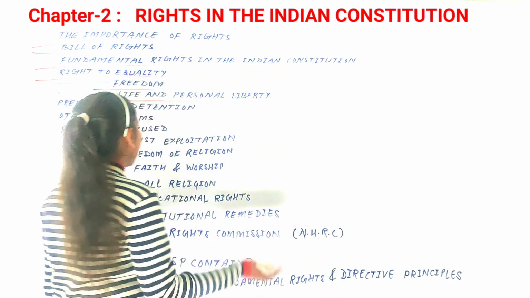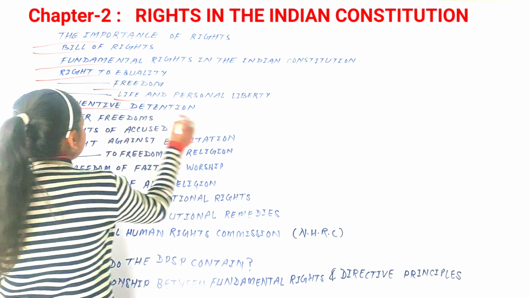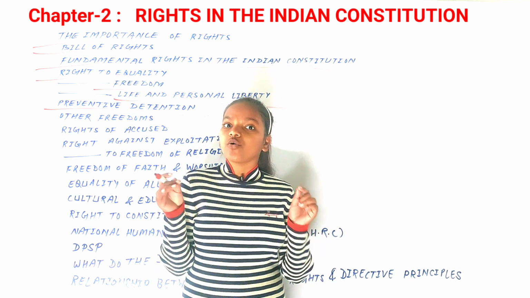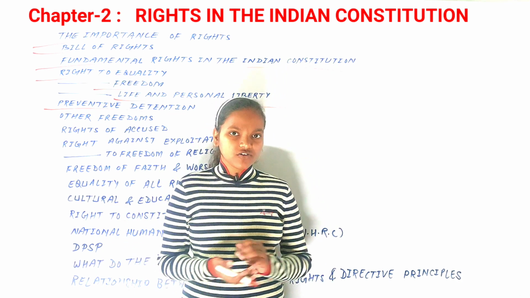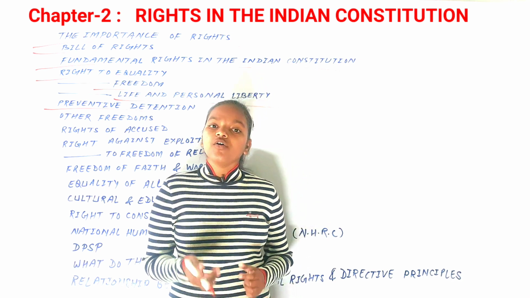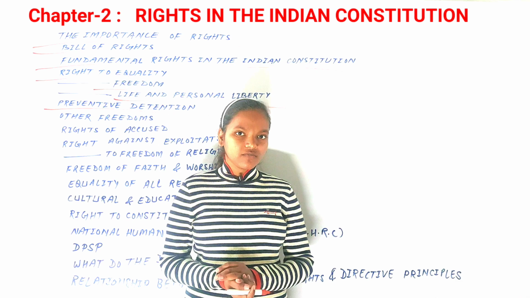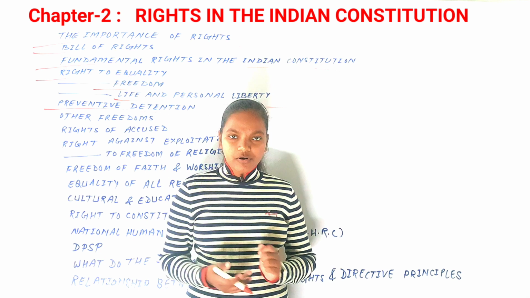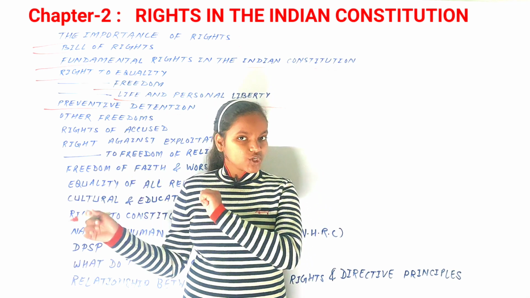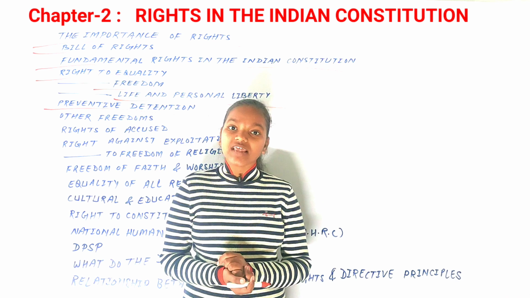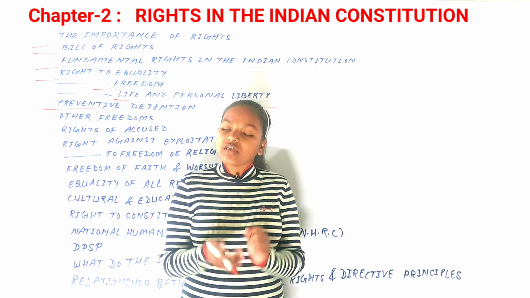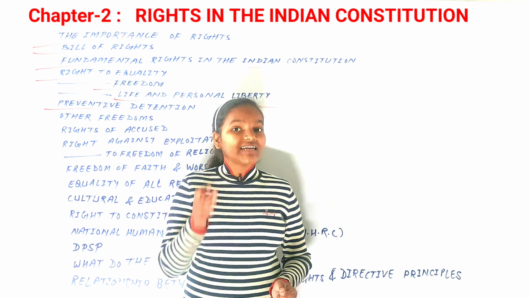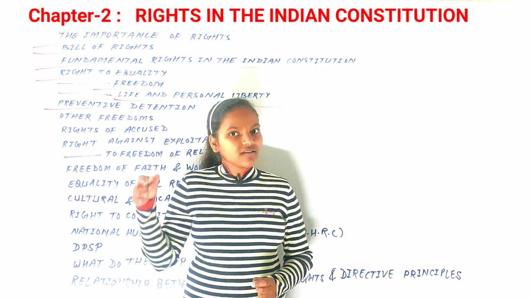Then we have the next right, that is preventive detention. Provisions for this detention have also been made in our Constitution. Ordinarily, if someone has committed some kind of offense, the police arrest that person. But in the case of preventive detention, the police or the government may arrest any person, even if he or she has not committed any crime, because of the apprehension that the person is likely to commit some kind of crime.